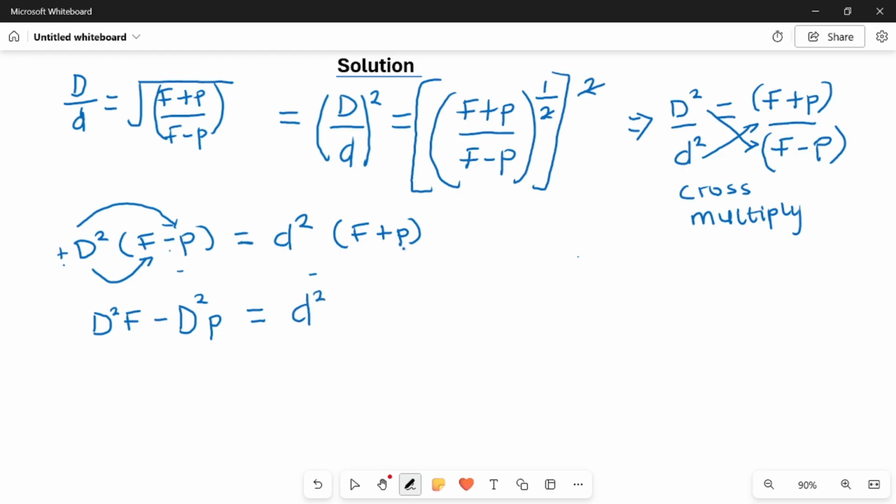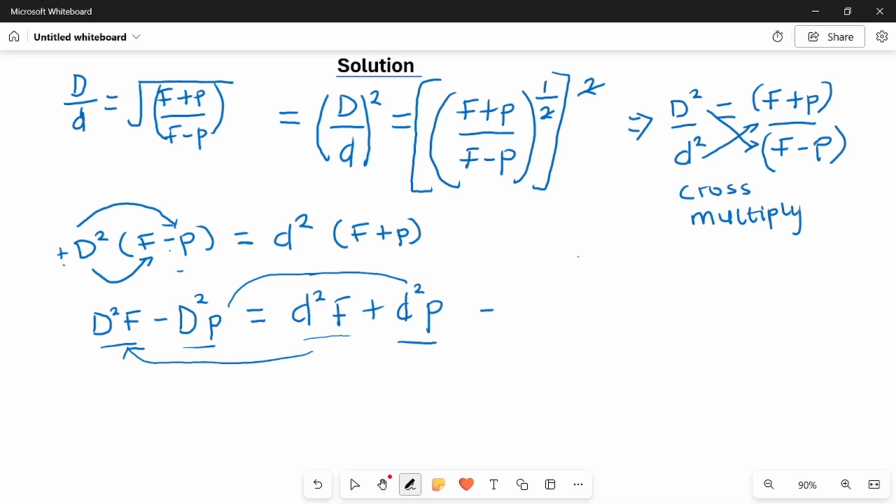D square F plus D square P. So we are going to rearrange it. We're going to take the ones with the F values to this side. That's the F value. That will be similar. And we'll take the one with the P value, that's this one, to this other side.